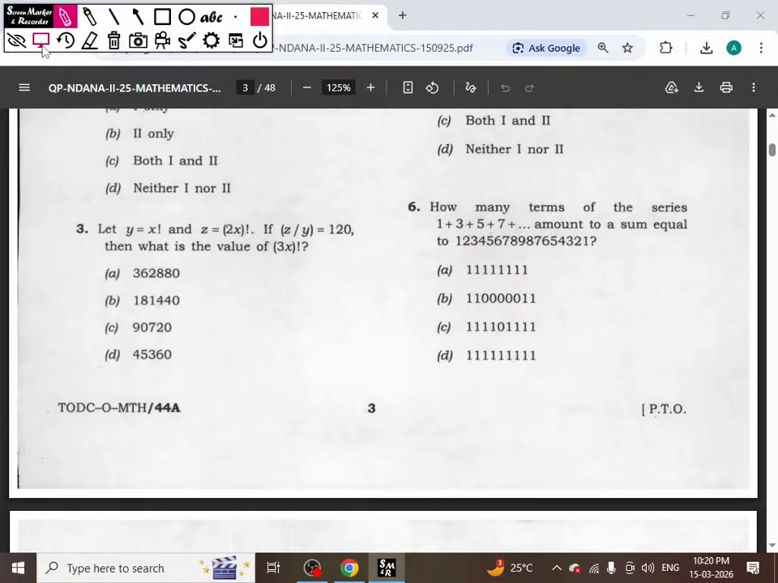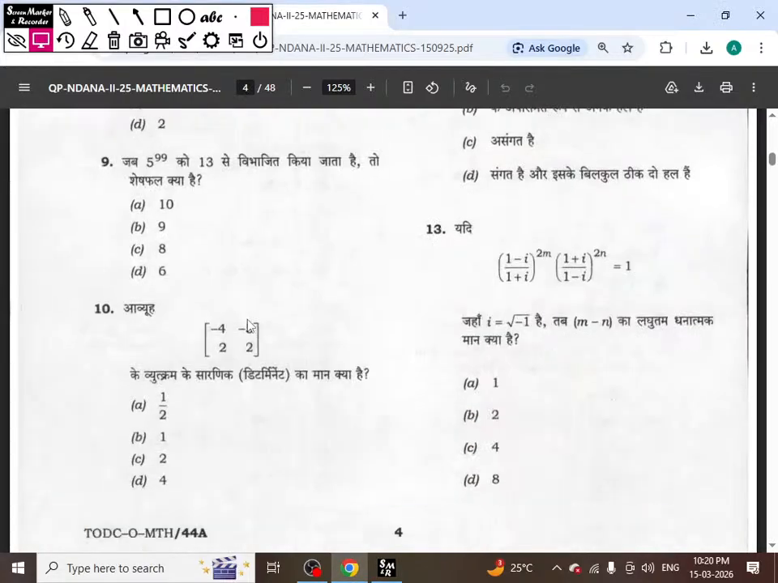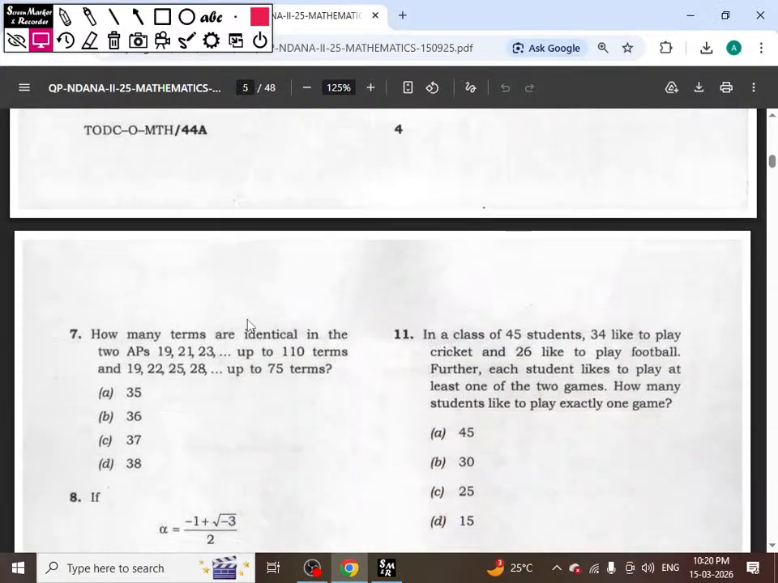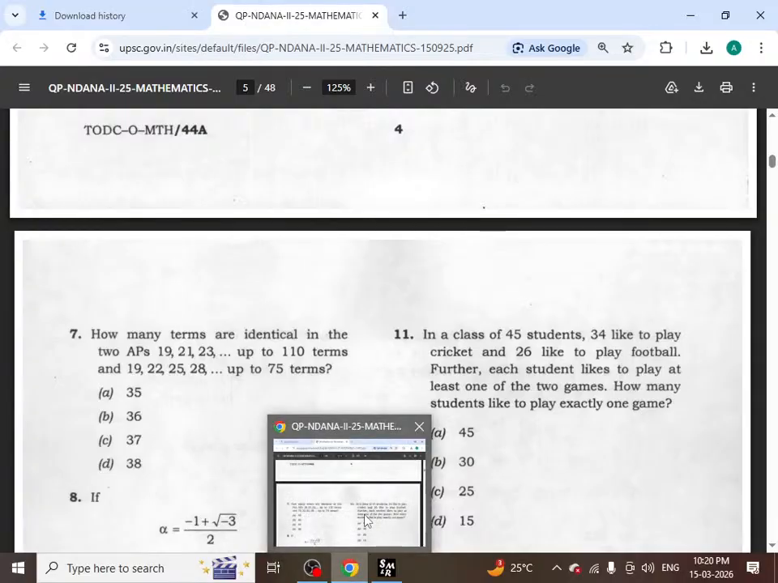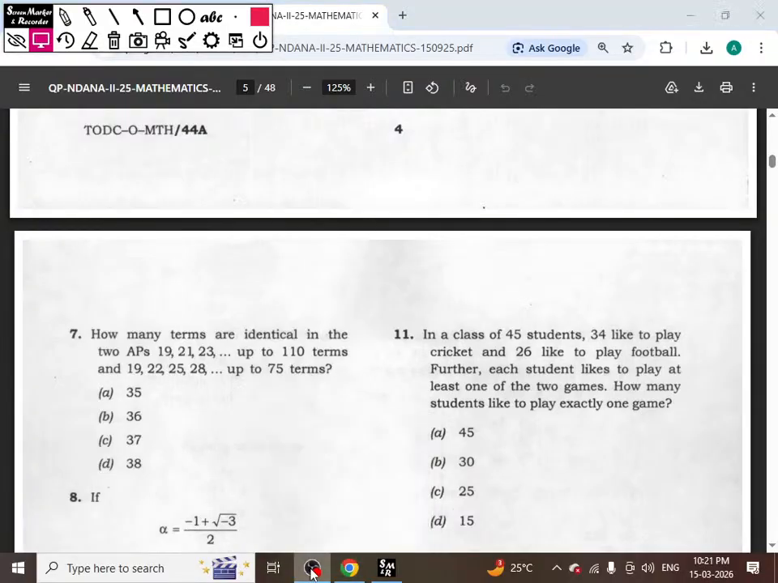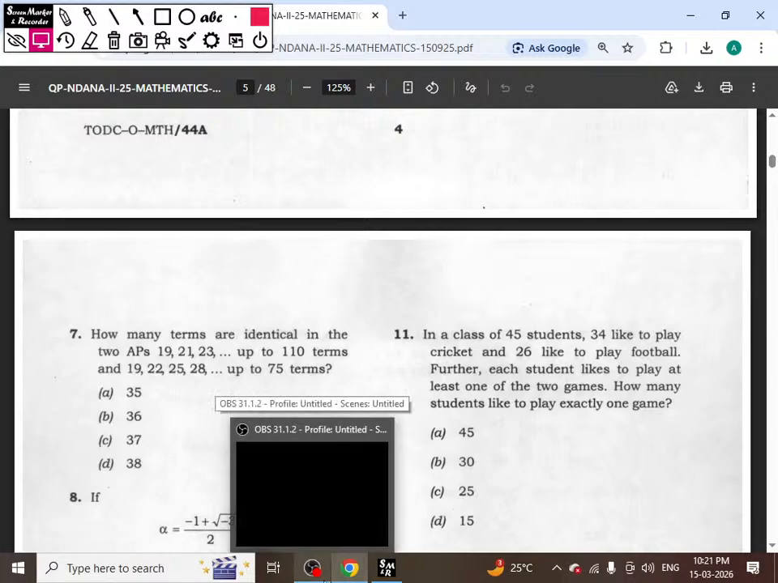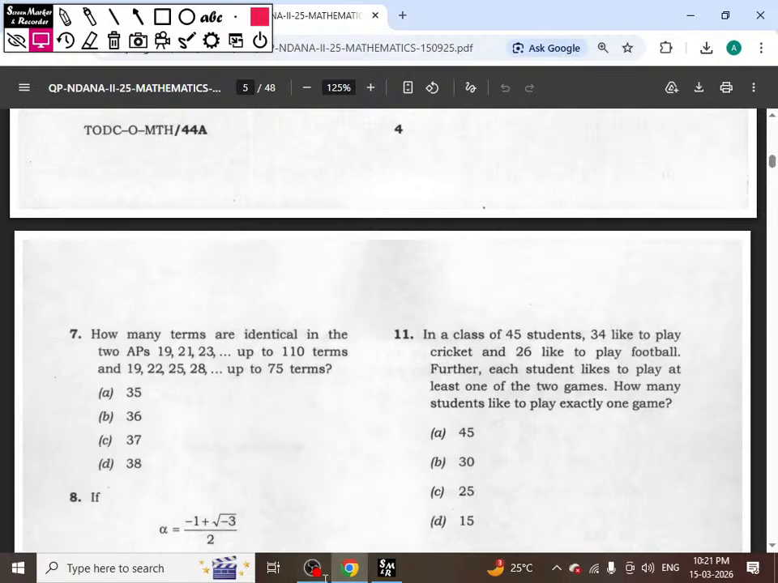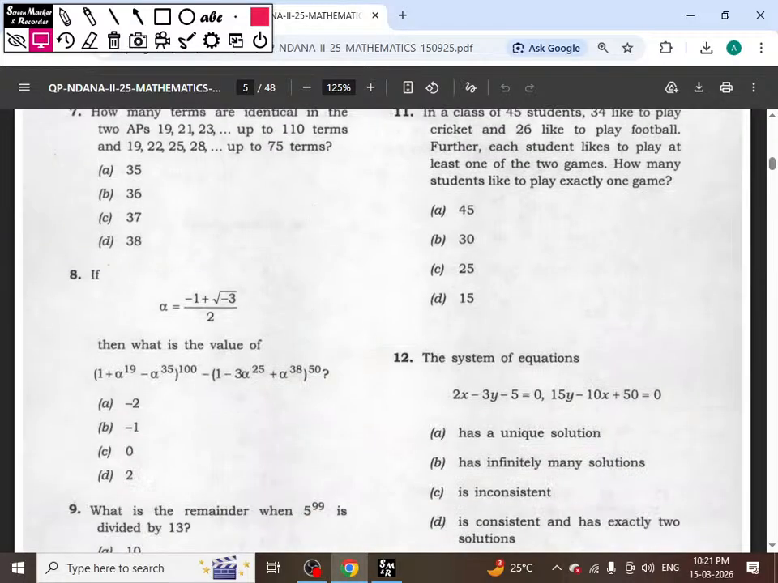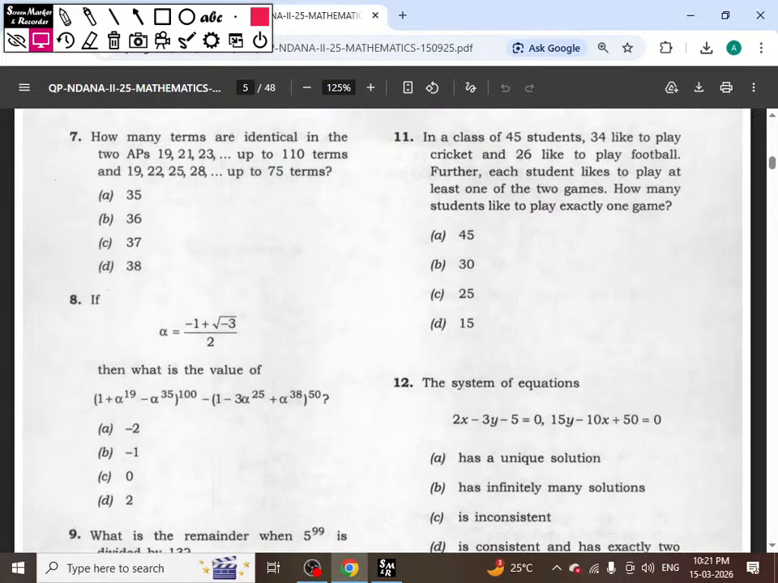So moving on to question number 7. Can you hear me? Let me check. Can you hear me? Yes, yes, yes, you can hear. Okay, okay, okay. We have done question number 6. Now we will move on to question number 7.